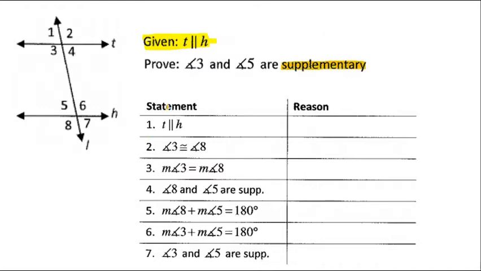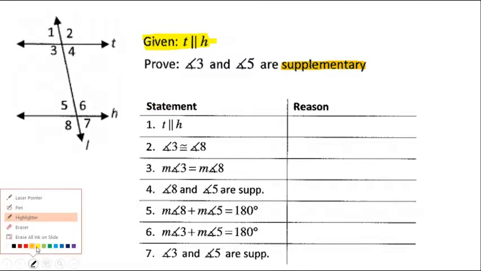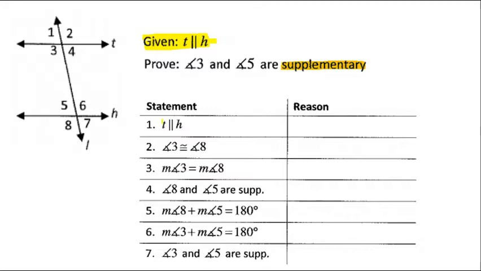Okay, so first statement that we write down is the given statement. So T parallel to H. Reason here, it's given. Okay. Angle 3 congruent to angle 8. So 3 here, 8 down here. So those are corresponding angles. And remember, corresponding angles are congruent.